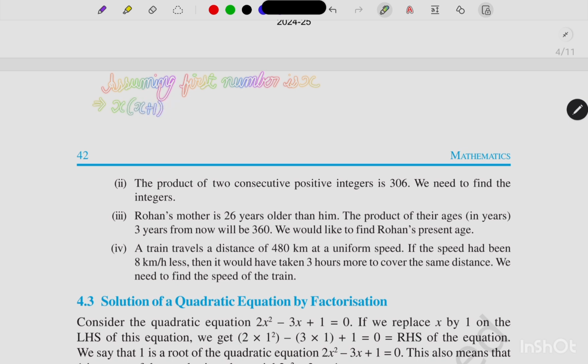Why did I choose x plus 1? Consecutive integers means one number and the number after that. So if you take a number, let's say 50, the consecutive integer is 51. Okay, examples for two consecutive integers are 27, 28, 13, 14, etc. Now x multiplied by x plus 1 gives us 306. Okay, this can be written as x square plus x. 306 to this side, you will get x square plus x minus 306 equal to 0.